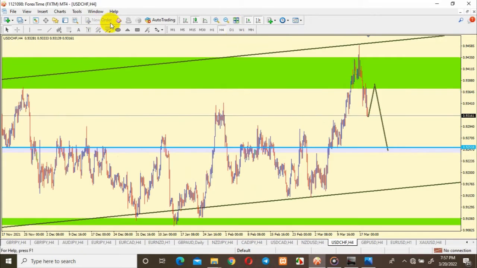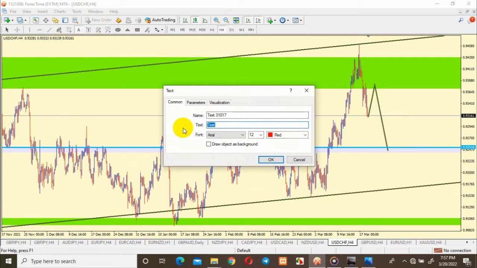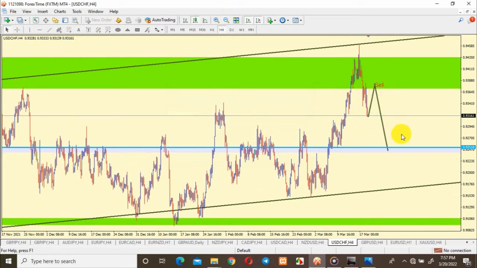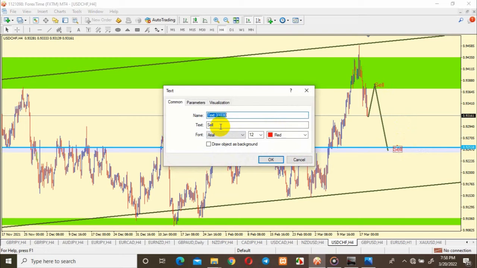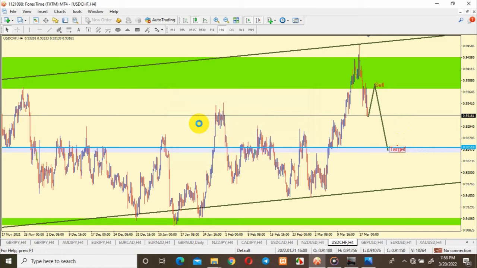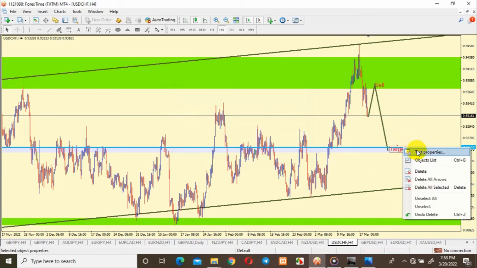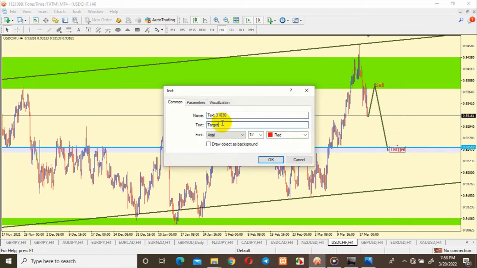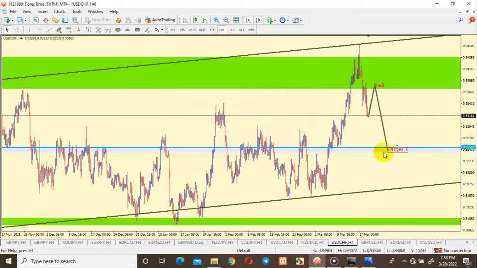If you want to take this trade, allow it to move, retrace a bit, then take a sell. So take a sell anywhere at this zone. Then when you take your sell, target this area as your TP1. Okay, we'll call it target 1, our first target. So first target should be around 0.9250.